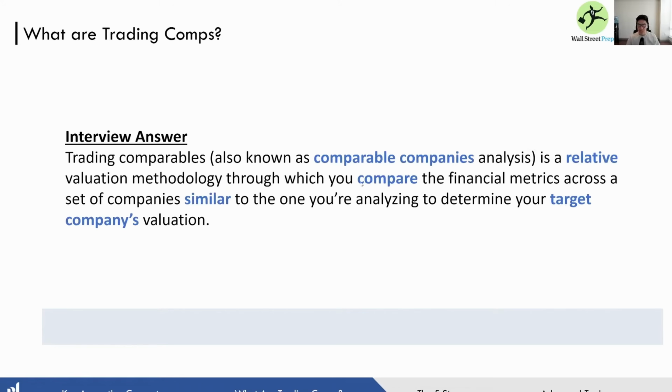There are a few key terms that are pretty important that I wanted to highlight here. So comparable companies, right? That gives away what this entire valuation methodology is all about. You're comparing companies against each other. It's a relative valuation methodology in contrast to an intrinsic valuation methodology, which would be like a discounted cash flow, which I do have a tutorial on in the description down below, by the way, if you're interested in learning more about the DCF. And as I mentioned before, you're comparing the financial metrics across a set of similar companies.